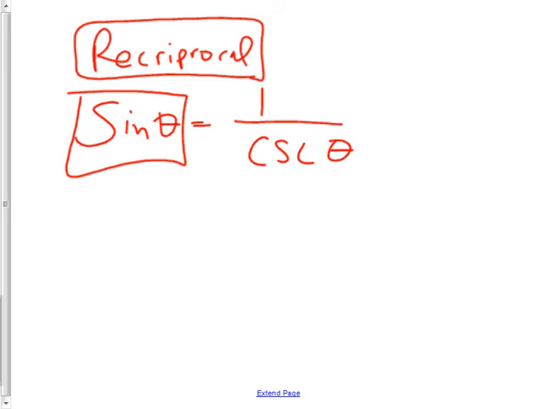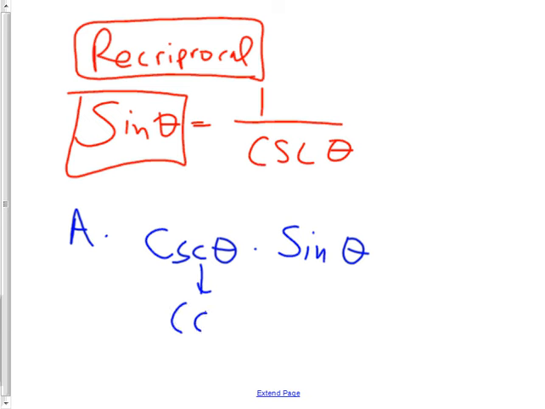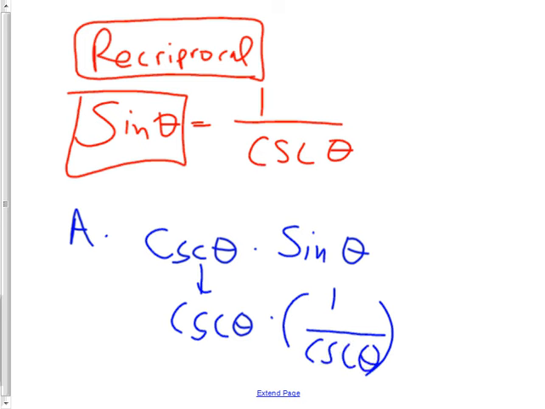Because what if you were doing, let's say this is the problem, problem A on your worksheet: cosecant times sine. Do you get how it'd be handy to take the sine out? I'm going to rewrite the sine here, and instead put 1 over cosecant. Because what's going to happen now? Come on, what's going to happen now? Focus. Some of you aren't even looking at the board. They are going to cancel, and what's the answer? Not 0, 1. So this problem, cosecant times sine, would equal 1.